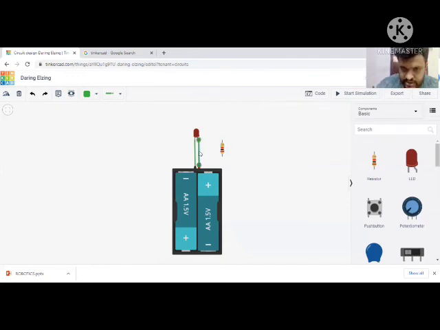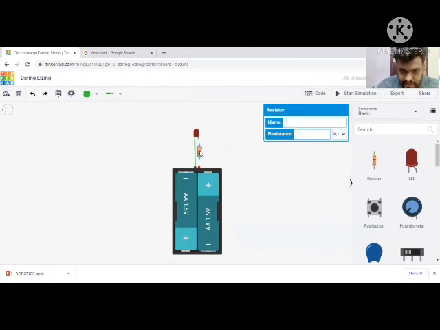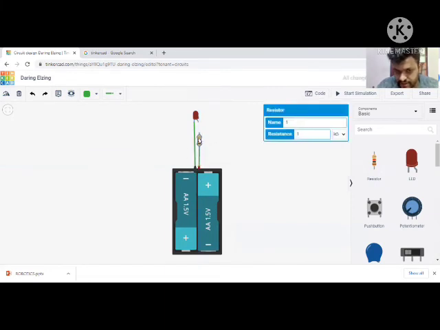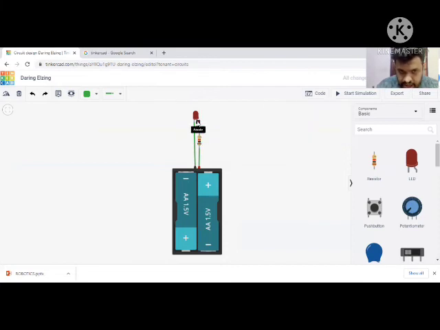First let me remove this. Now I have placed my resistor here. Once again, I am connecting my positive to terminal 1 of the resistor. For viewing, I will place it here. From the positive of the battery, I connect it to terminal 1 of the resistor. Then from terminal 2, I connect to the anode. Now let me check whether the LED is blinking or not. And now we give start simulation.